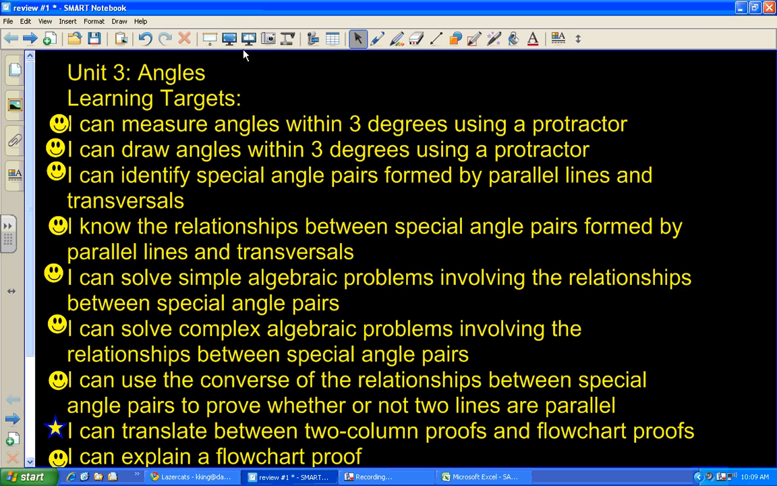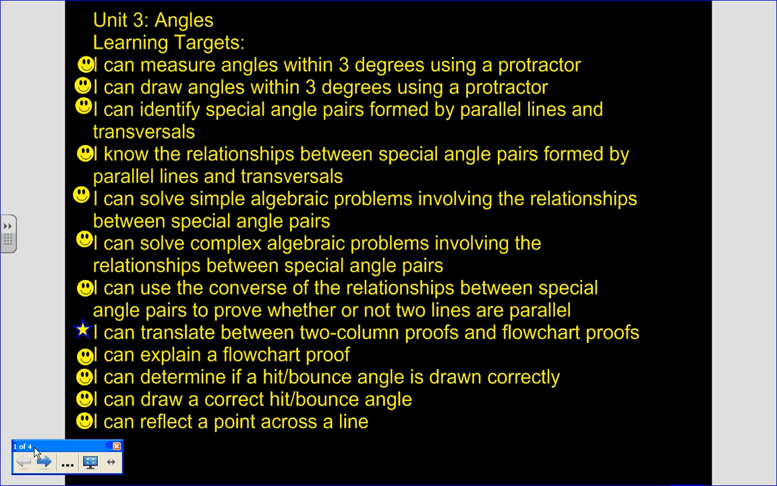I just want you to see all the learning targets we've done since the start of the unit. There's actually been quite a bit of things. Notice the one down here with the star on it says I can translate between two-column proofs and flowchart proofs. That's the one you did with your project that you will not have to do on this test. All right? So this whole list of things is everything that you need to know how to do for Thursday.